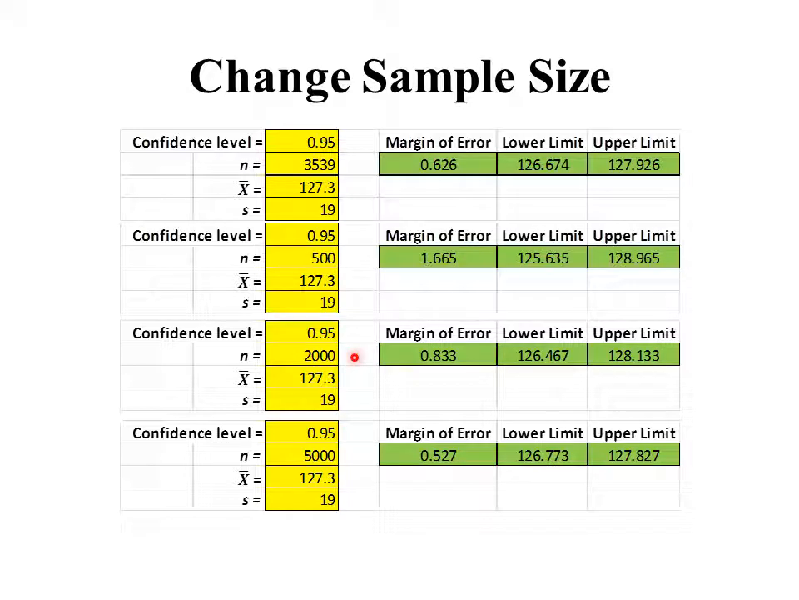Now let's change the sample size to 2,000. So that's between 500 and 3,500. And look what that does to the margin of error. Gives us something in between 0.6 and 1.6. Now let's increase our sample size to 5,000. So that's much bigger than the original sample size. Look at what that does to the margin of error. It decreases it to 0.5.